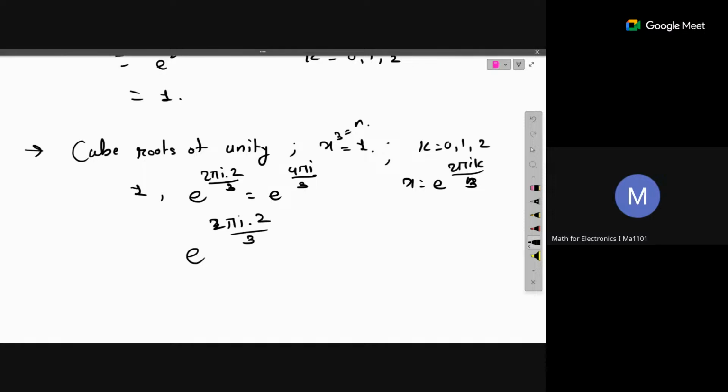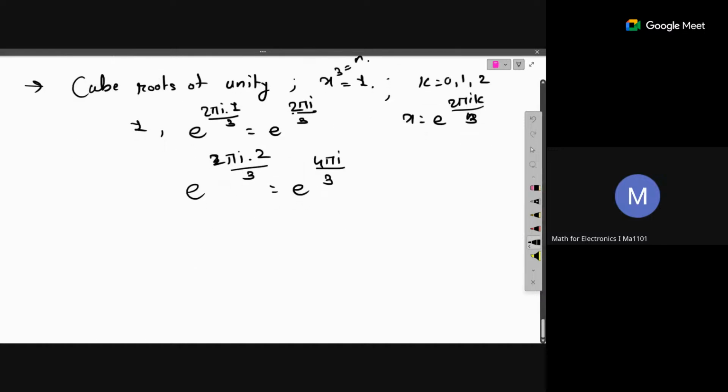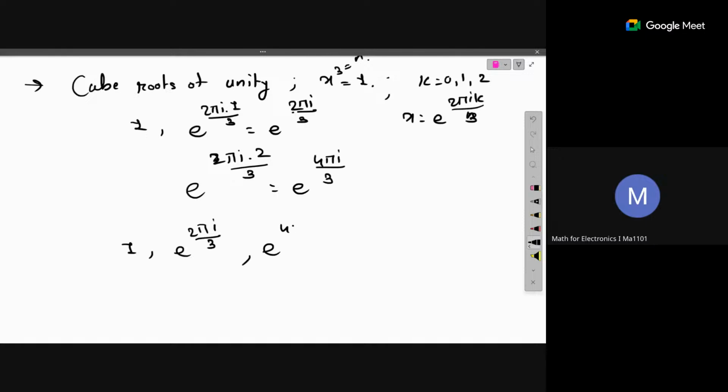Right, I'm making a mistake here. First we take 1, because k equals 0 I took, k equals 1 I took, and now k equals 2. So this is the same as e to the power 4 pi i by 3. So these are the 3 cube roots of unity: 1, e to the power 2 pi i by 3, and e to the power 4 pi i by 3. In this way, we can find the exact nth root of unity. Is that clear?